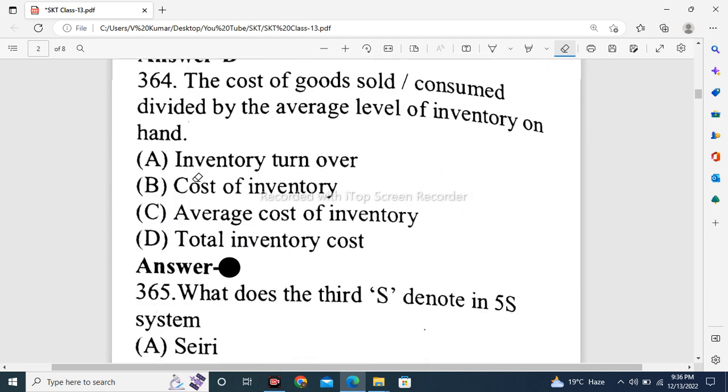नेक्स्ट है the cost of goods sold consumed divided by the average level of inventory on hand. A. Inventory turnover. B. Cost of inventory. C. Average cost of inventory. D. Total inventory cost. आंसर है A. Inventory turnover. The cost of goods sold consumed divided by the average level of inventory on hand is inventory turnover.